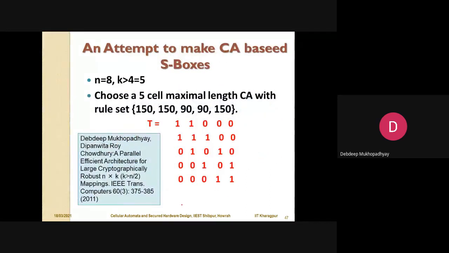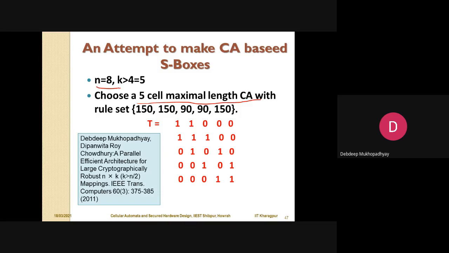Here was an old attempt that I made of trying to make a CA-based S-box design, which was published in IEEE Transactions on Computers in 2011, where I wanted to make, in this case, an 8x5 function. It works for any n×5 function, also any n×k function. In this case we choose a 5-cell maximal length CA, which has rules like 150, 159. The paper exactly talks about why those rules are chosen. This is the corresponding function that I choose and use to create this construction.